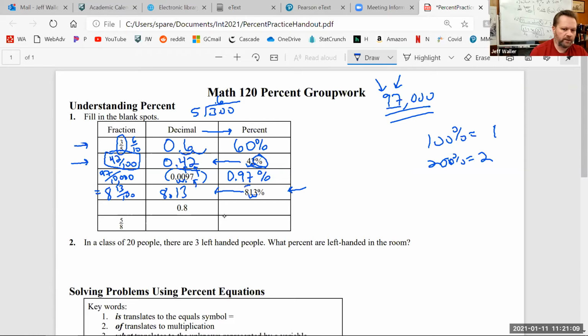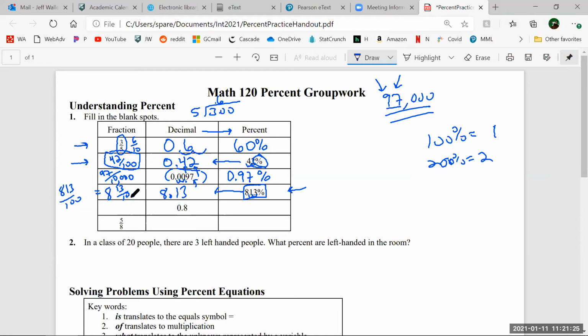What's another way to look at this? What does percent mean? Of 100. Out of 100. So it should be 813 out of 100. Are these two things the same? Yeah. How do you convert from mixed number to improper? 100 times 8 plus 13. Bam. I don't care which way you put it. They're both correct.